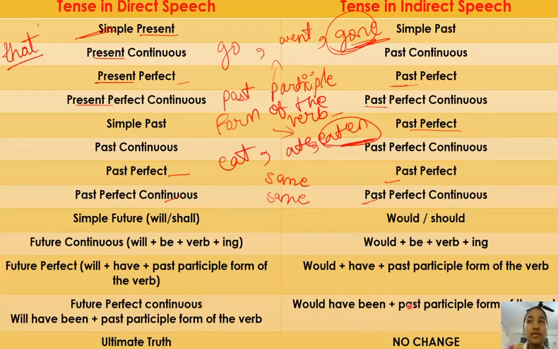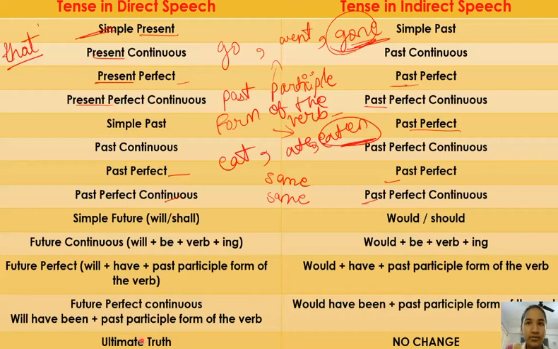He would have been going. He would have been gone to school. He said, "I will have been gone to school by tomorrow." He said that he would have been gone to school by tomorrow. Okay, so gone you have to include, that's the verb, the past participle form of the verb.